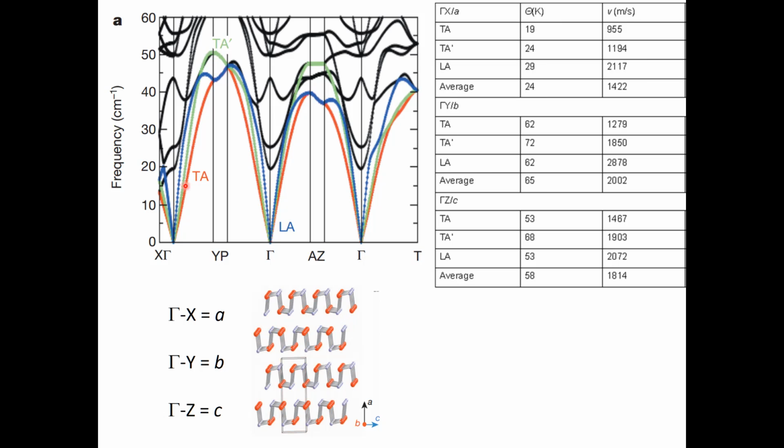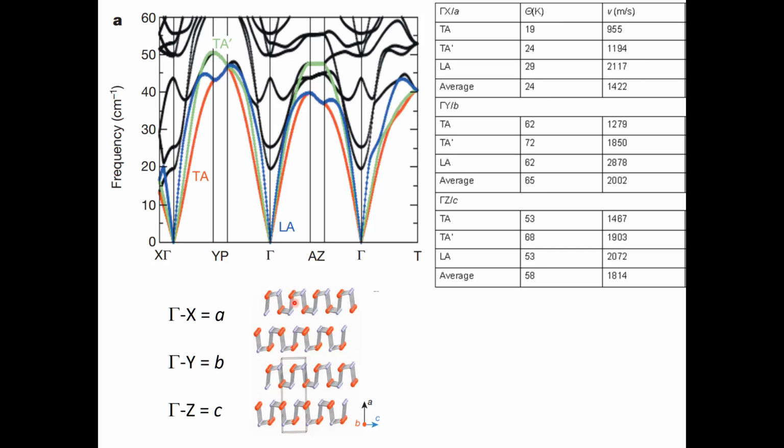And so what I'm going to do here is plot the phonon band structure of this material, and we're going to look at the different directions. In the A direction, this is called gamma x. So if you look over here, gamma x, this is the direction right here. This is the phonon frequency, and you can see that the slope is very low. And what that means is that the speed of sound in this direction is very small.